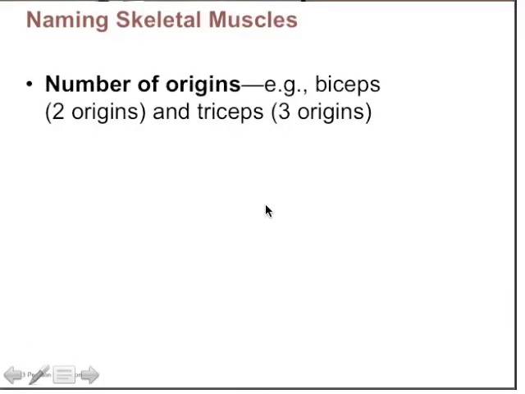We can also name them according to their number of origins. For instance, the biceps femoris or the biceps brachii have 2 origins. The triceps brachii has 3. The biceps brachii and triceps brachii are found in the arm. The biceps femoris is found in the back of the leg. So you can see here that we can combine some of these. Biceps brachii, the bicep tells you the number of origins. Brachii tells you it's in the upper arm region, as an example of a compound name for the muscle. Biceps femoris. Femoris indicates that it's near the femur. Bicep, again, a 2-headed muscle.